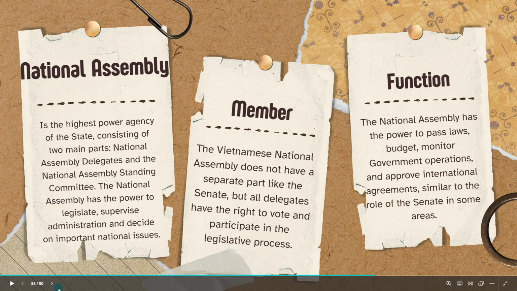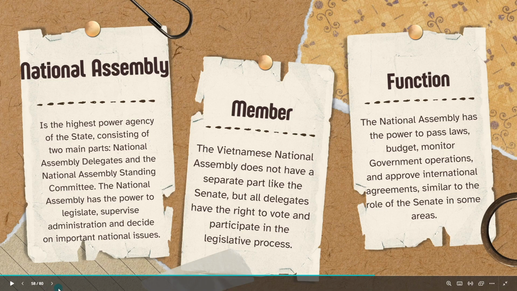The National Assembly has the power to legislate, supervise administration, and decide on important national issues.